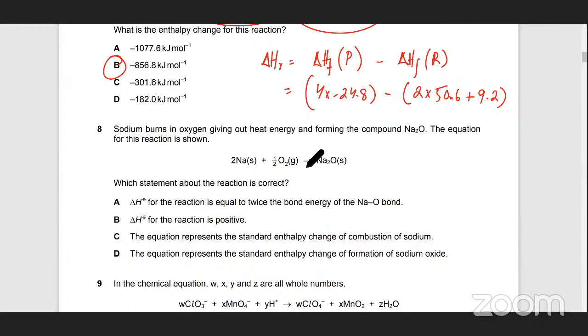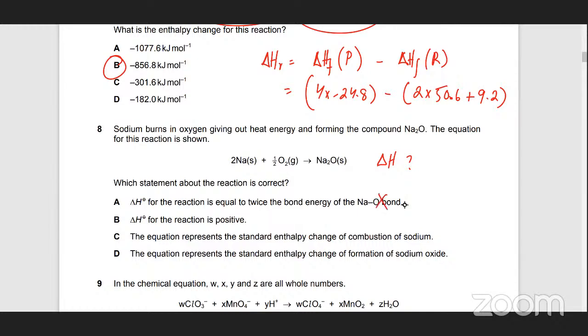The next one is: sodium burns in oxygen and gives out heat energy, forming the compound Na2O. The equation for this reaction is shown. Which statement is correct? So this is sodium burning in oxygen. The enthalpy for the reaction is equal to twice the bond energy of the NaO bond. I said, the enthalpy for this reaction, is the NaO bond the only thing that's getting formed over here, or are you breaking any bonds in this reaction? You're breaking oxygen bonds. You're also breaking the sodium metallic bonds because it's a metallic solid. So you would be breaking these bonds as well, and the oxygen bonds as well. So the enthalpy change would not just be equal to this thing, which is why the first statement is incorrect.